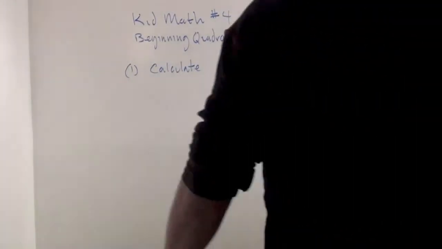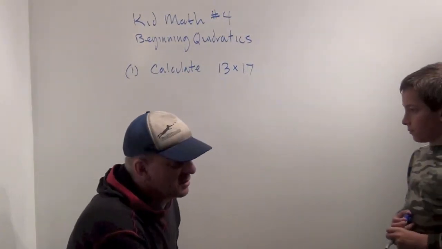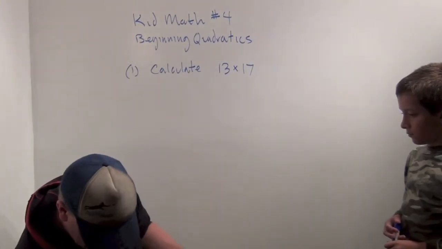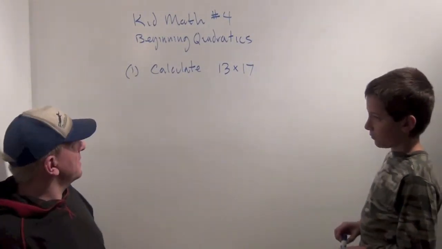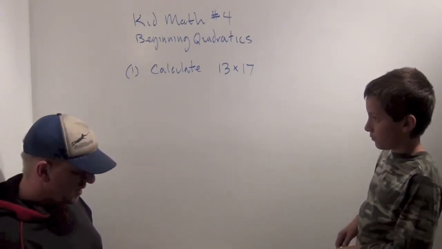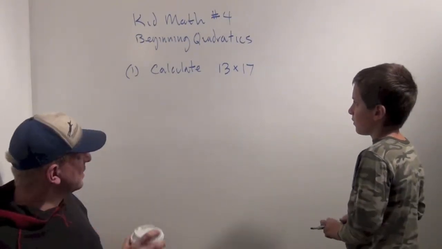KidMath number 4. So we're starting up the school year now, done with our review. So we're in chapter 10 of Art of Problem Solving's Algebra book, and this is about the beginnings of quadratics. As we start studying quadratics, I want to remind you about multiplication. So how would you calculate 13 times 17? Could you show me how you would do that?